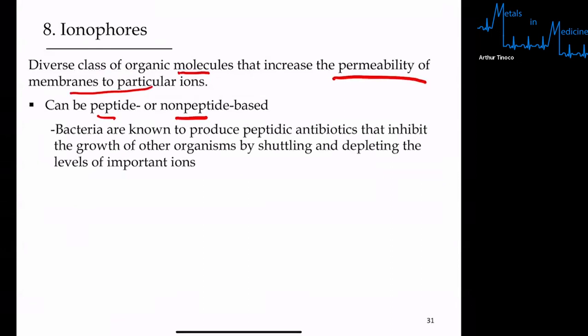An example of this is bacteria. They often produce peptidic antibiotics. The purpose of these antibiotics, created by the bacteria themselves, is that they use these molecules to inhibit the growth of other organisms. So it's a way of protecting themselves, because there's always a competition between bacteria. They're trying to protect themselves by basically scavenging an ion that they're interested in.